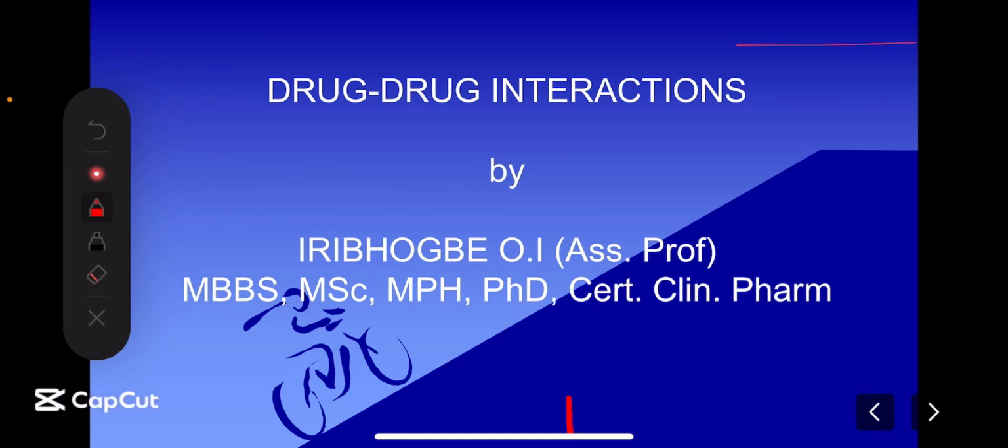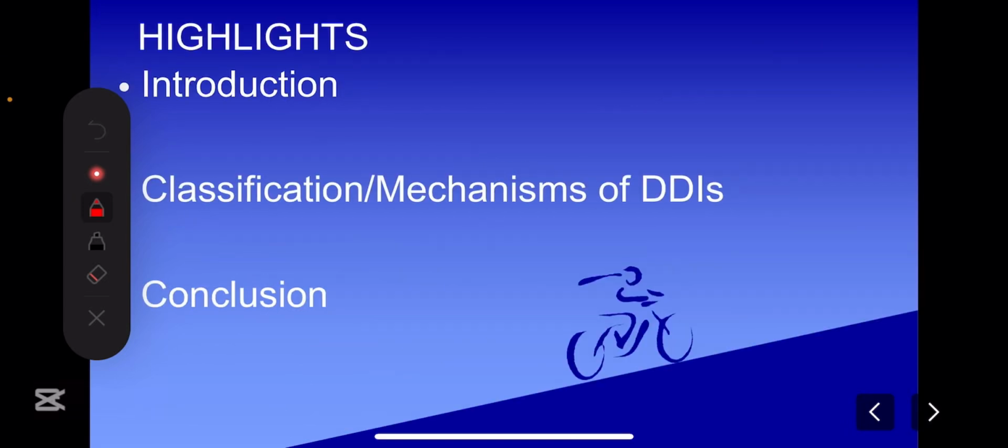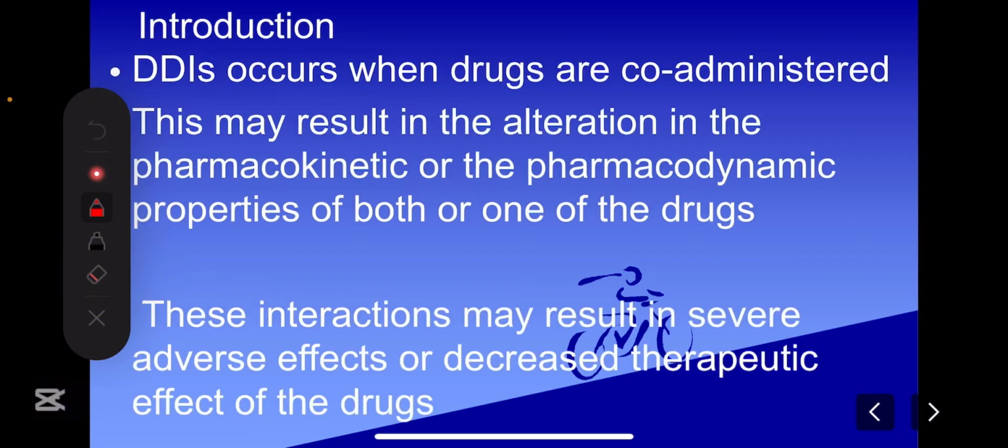Good morning. Today we'll be discussing drug-drug interaction. Under this topic, we'll be looking at the following: 1. Introduction to drug-drug interaction. We classify drug-drug interaction and we give a conclusion. The most important thing in drug-drug interaction is knowing the classification and the examples within them. So let's start with the introduction.